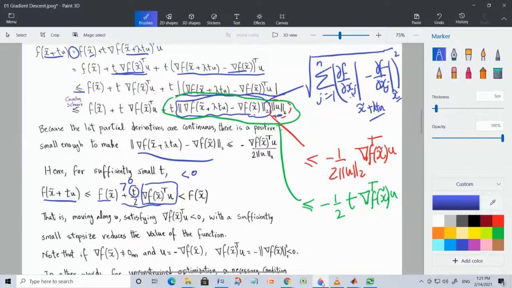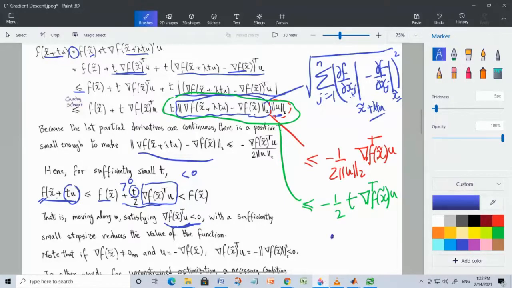What is the meaning of this exercise? It means that if you are at a specific point x tilde, and there is a vector u such that this inequality is satisfied, then you can move in the direction of u starting from x tilde with a small enough step to reach a point x tilde plus tu, at which the function f is strictly less than f of x tilde.